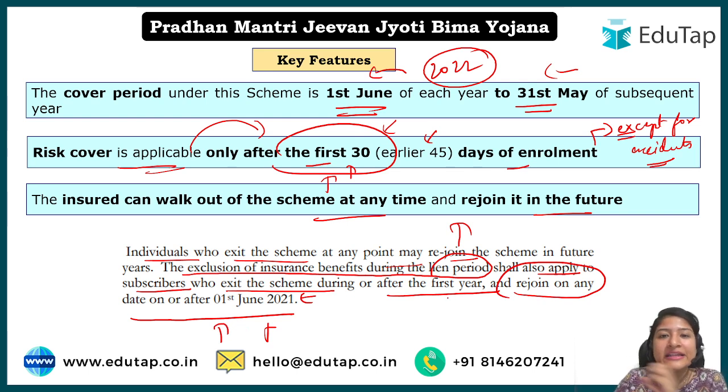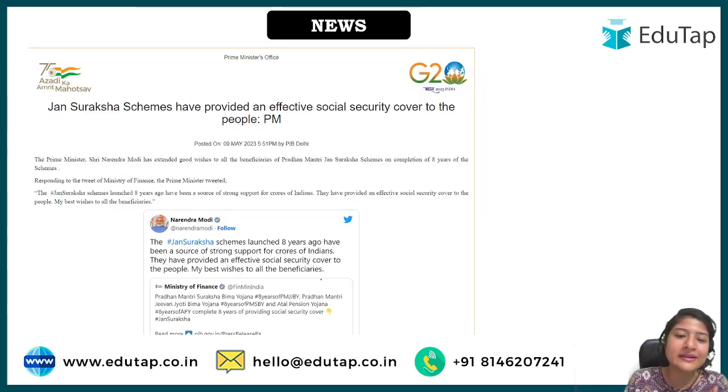So this lean-in period, which is 30 days and was earlier 45 days, is applicable to those who have rejoined or are part of the scheme from 1st June 2021. So even though the change in the premium was with effect from 1st June 2022, the lean-in period change is from 1st June 2021. Okay, this is a slight difference, and I hope there is no issue in it.